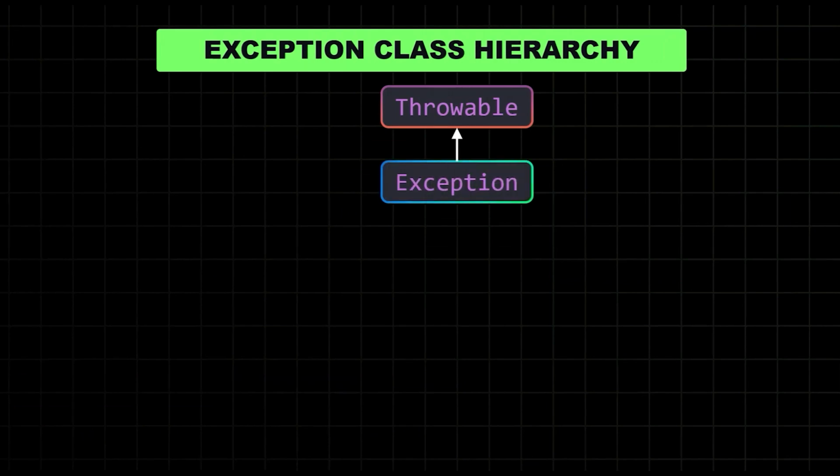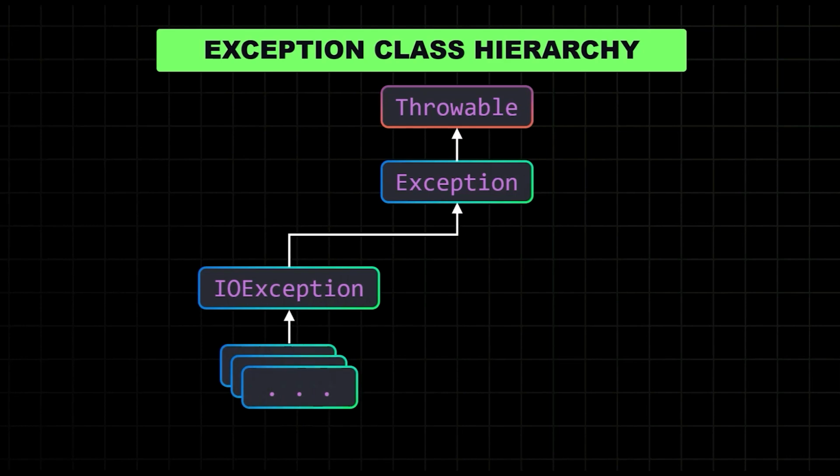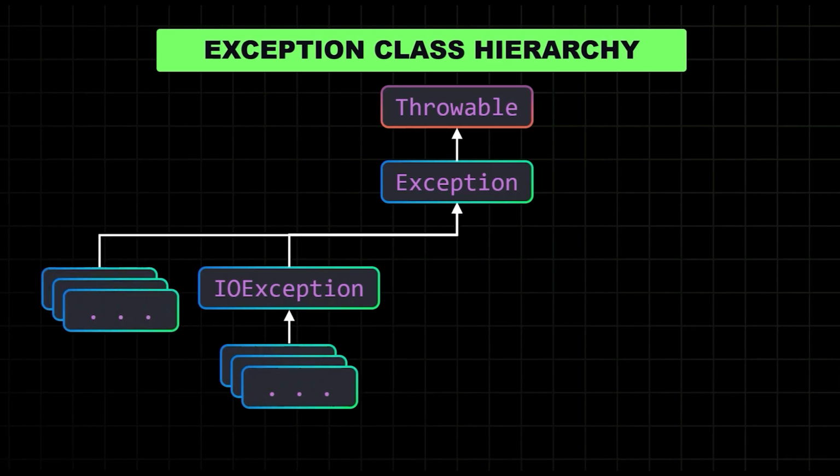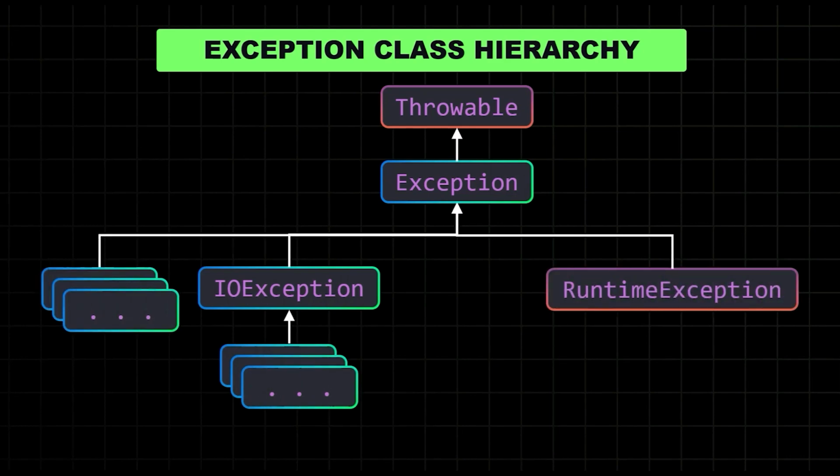Exception is another subclass of throwable which indicates some problem in your code you might want to catch. Now, there are many subclasses of the exception class, for example, IO exception and many more. And then we have the runtime exception, which is another subclass of the exception class. So this is the exception hierarchy you must know.